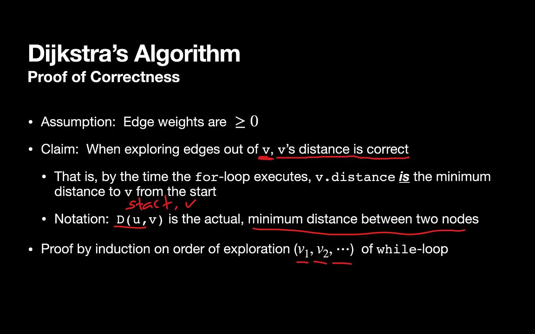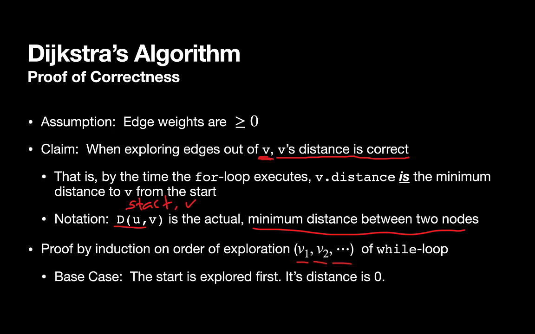And our base case, of course, will be the start node. So the start node is explored first. Its distance has to be 0. Edge weights are greater than or equal to 0, so it couldn't possibly be any less than 0. And just by convention, by our initialization, we'll set its distance to 0. Okay, so by the time we explore the start node, its correct true distance is known.